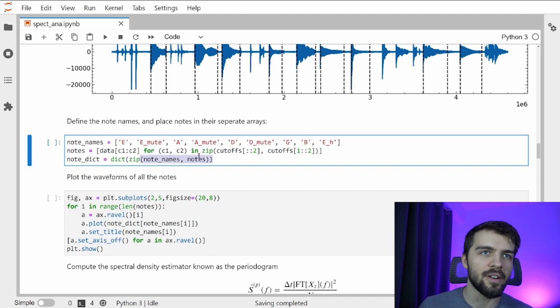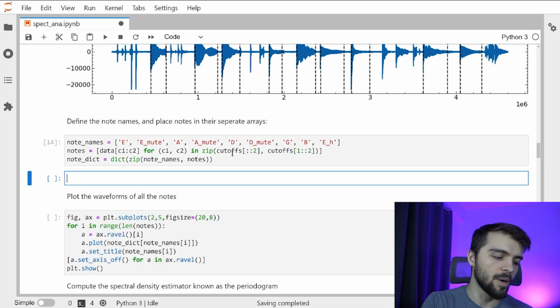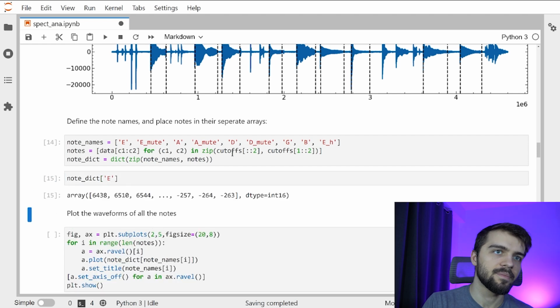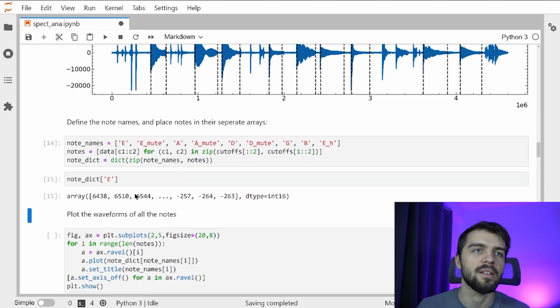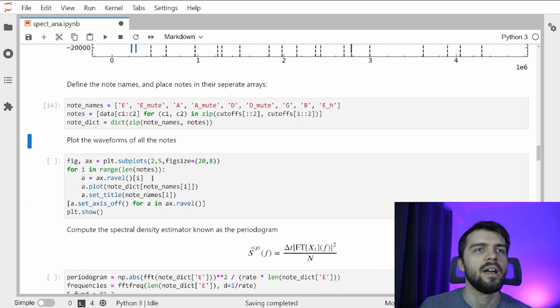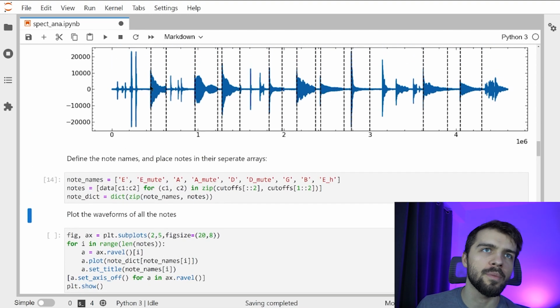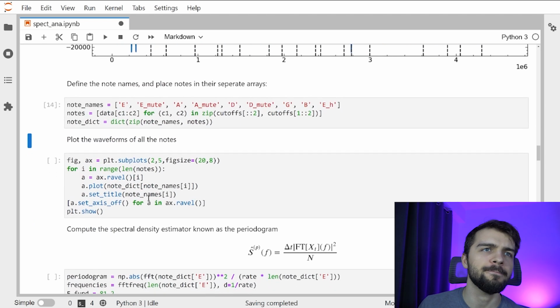And then I make a dictionary that gives the note names and the notes, right? So if I want a particular note, I just go to my note dict, and I go E, and it will return the time series just in this little period here. This function here is just to plot the waveforms of all the notes, just to make sure that I've sampled them correctly here.